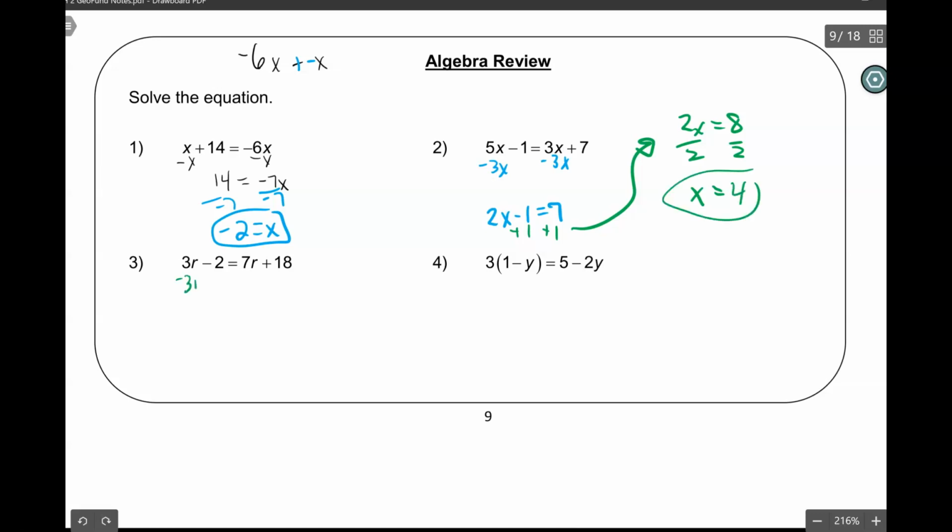Alright, let's subtract 3r from both sides. The reason I always do that is so I have a coefficient that is positive. I like having a positive coefficient in front of my variable. Subtract 18, I get negative 20 equals 4r, and divide by 4, so we have negative 5 is r.